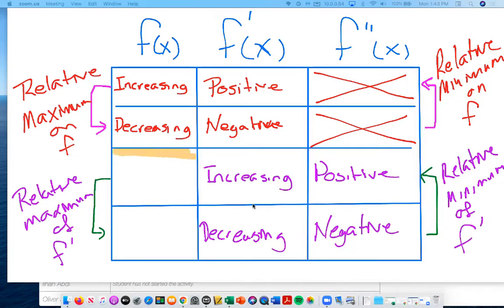Don't cross these out. This box and this box, we will fill in after we get to the next section. It does give us information on f, but I'm not going to get to that. You won't need that today. So the other ones, the ones on the first two lines, cross out that f double prime, but not on the first one. Just leave them blank for right now. Okay. Any questions on that?